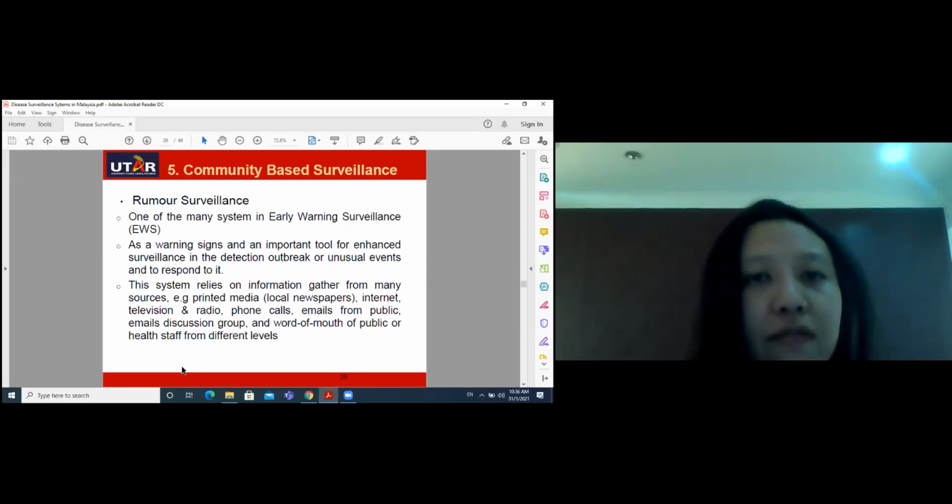And this remote surveillance is one of the systems for early warning surveillance, and it falls under event-based surveillance here. So it is very important to enhance the surveillance for rapid detection of outbreaks or unusual events. We need to respond as soon as possible.